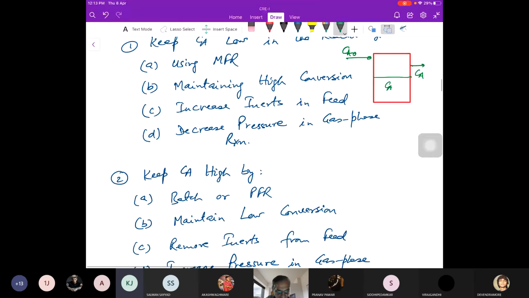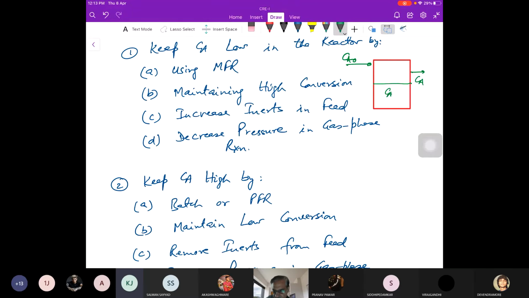Or another thing is decreasing pressure in a gas phase reaction. If it's a gas phase reaction and we decrease the pressure, it has the same effect as reducing the concentration of A, because in the gas phase Ca is equal to Pa by RT. If I decrease the pressure, the partial pressure of A decreases, so Ca decreases. Similarly for inerts: if I add inerts, the partial pressure of reactant becomes low and Ca becomes low.